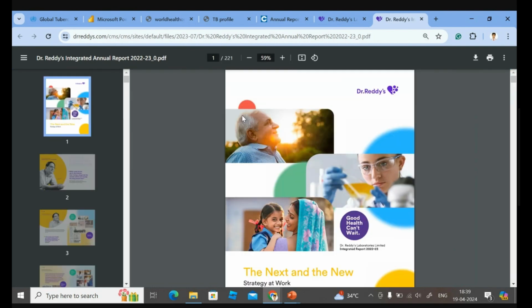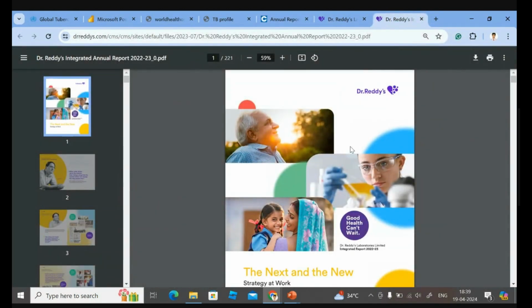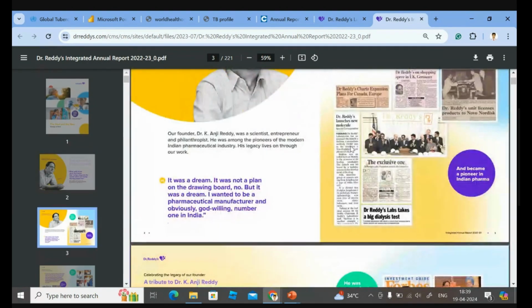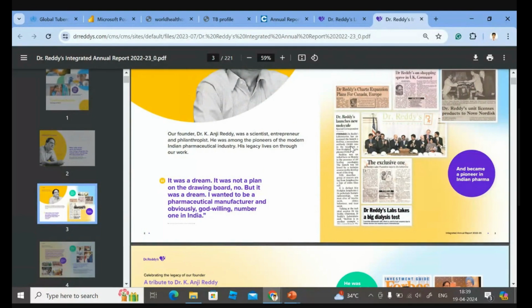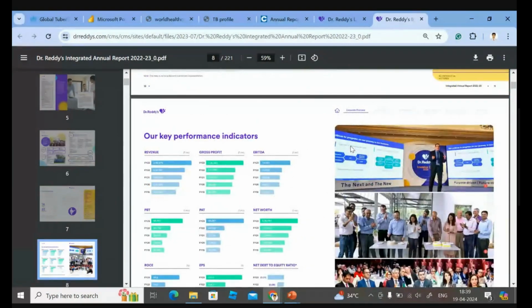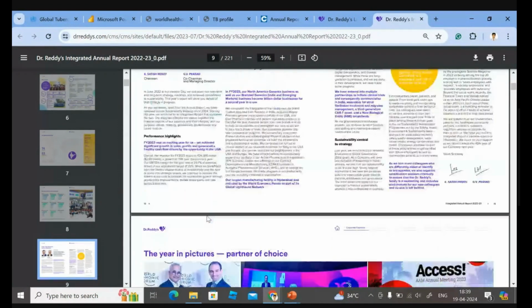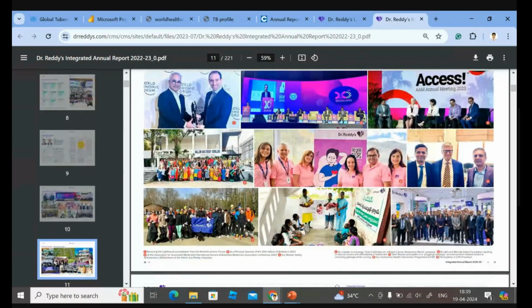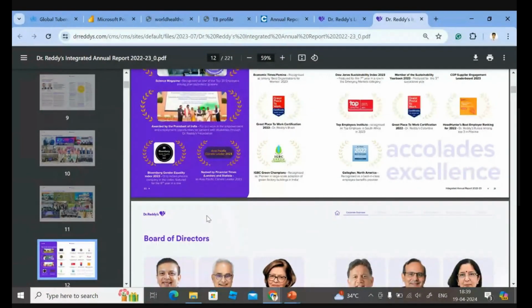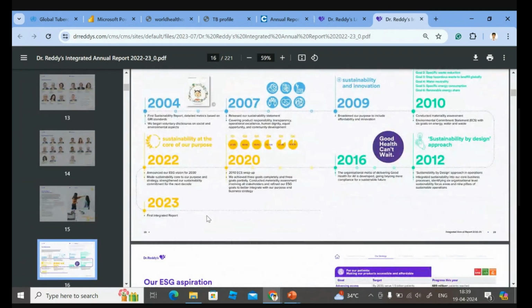So every company like this, Dr. Reddy's, you have seen Cipla. This is Cipla's, this is Dr. Reddy's, and they are able to give you lots of details about it. Look at this one. Their key performance indicators that they have been able to achieve. A whole lot of things. You see how their annual report is filled with visuals, photographs, and it's easy to go through. There is a lot of data also, comparative data as well.